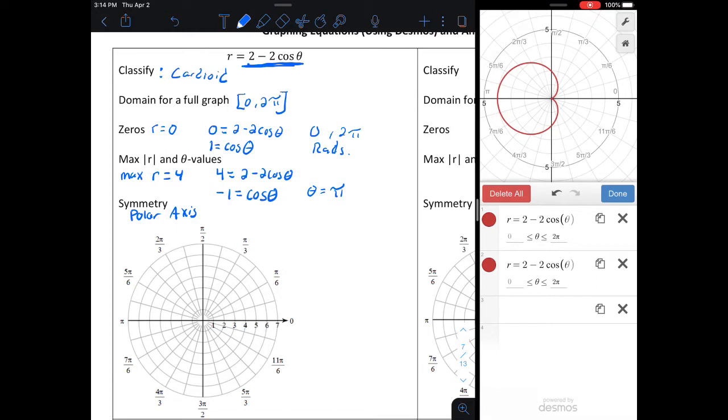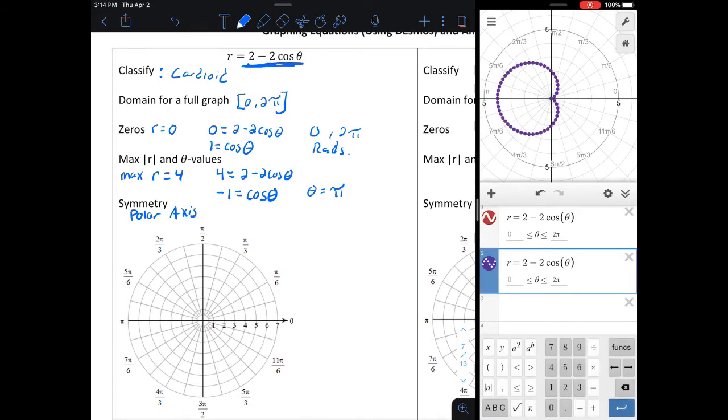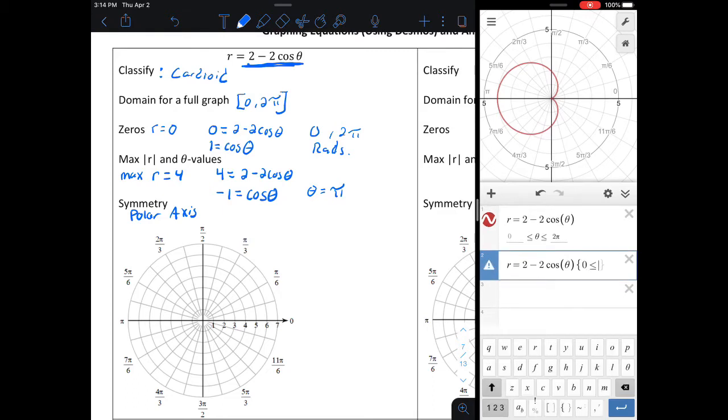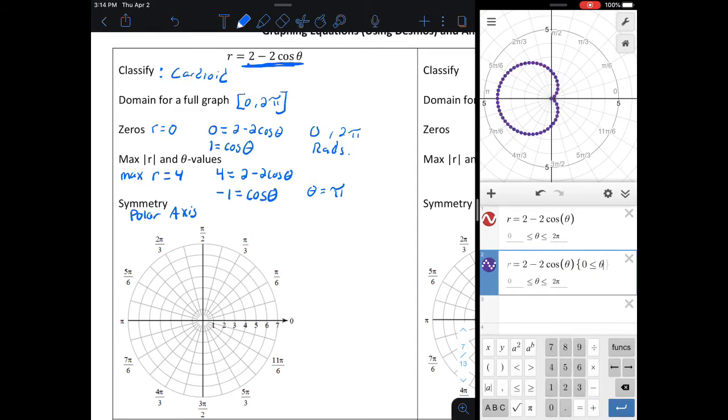And I'm going to change the color of it. So I'm going to click the dot, make it dotted, and let's go purple. All right, so it's going to make a purple graph. And over here beside it, I'm going to create a domain interval for which it's going to plot. So I'd have to get my set bracket here, and we're going to go from 0 less than or equal to theta, and I don't have a theta button, so I have to type it in, and all the way to 2 pi, okay?